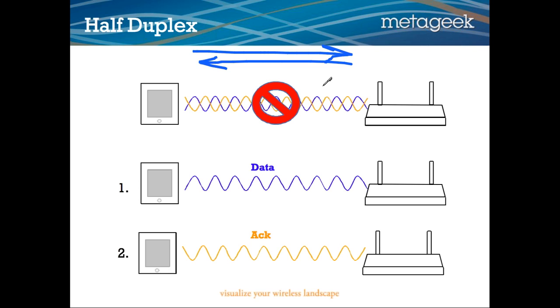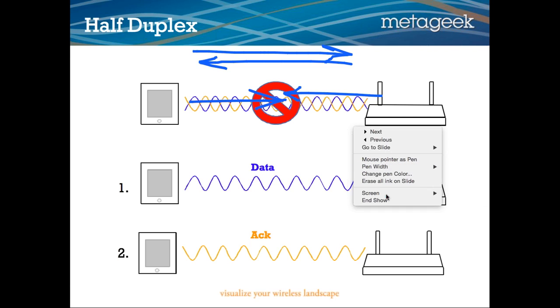But with Wi-Fi, it's a little different. Instead of a two-lane highway, it's more like a one-lane highway because any two devices that are on the same channel have to take turns talking. On any given channel at any given time, only one device can talk at a time. So they have to take turns talking.